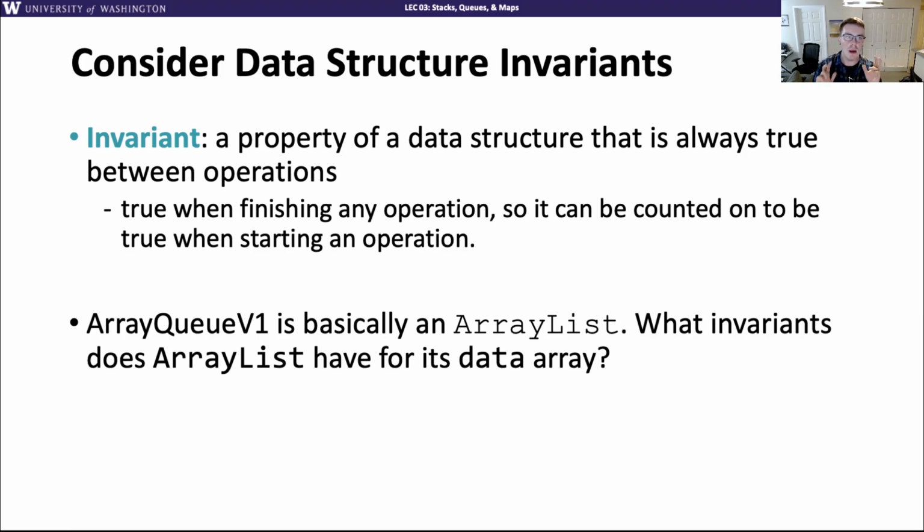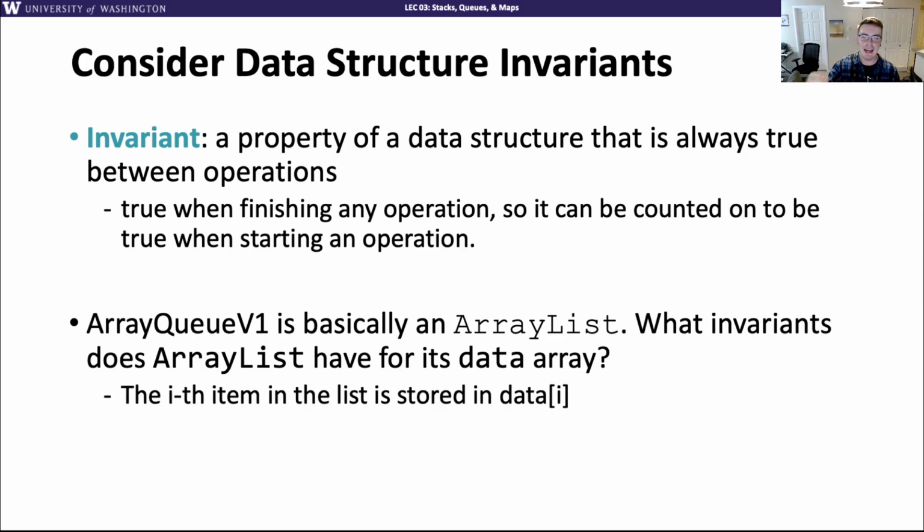So what do we always know is true about the array of data in ArrayList? One thing we know is true is that the ith item in the list is stored in data of i, stored in the ith index of the array. That's a mapping that we made intentionally.